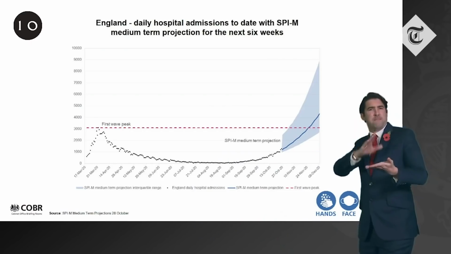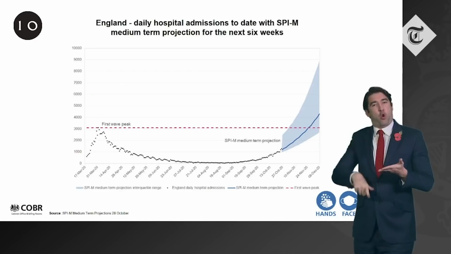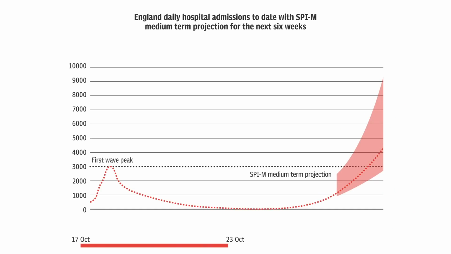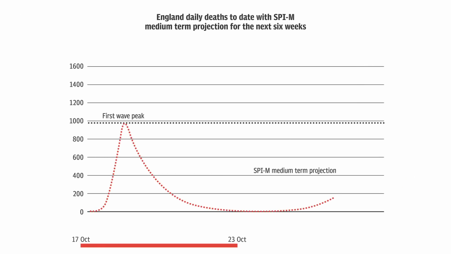This shows the hospital daily admissions. You can see the first peak on the left-hand side, and then over to the right-hand side you come up to date, today, and then the projections forward over the next 6 weeks. This graph shows daily hospital admissions over the next 6 weeks, and this shows daily deaths projected over the next 6 weeks. The shaded graphs alarmingly show rapid growth rates, well exceeding the first peak.